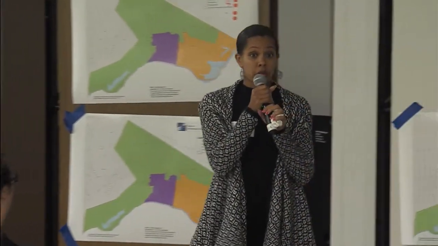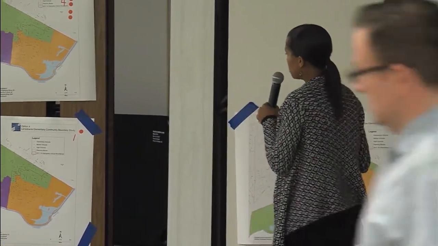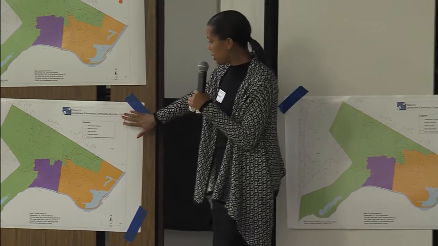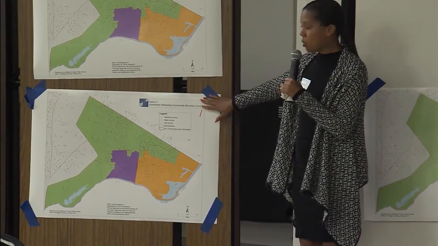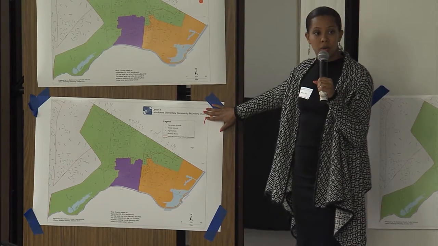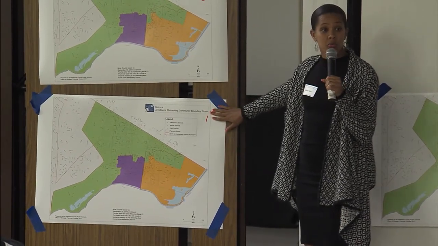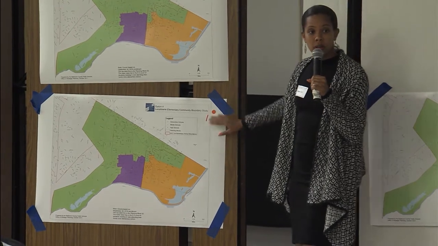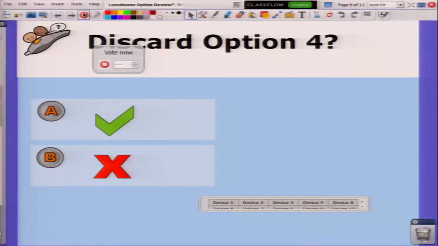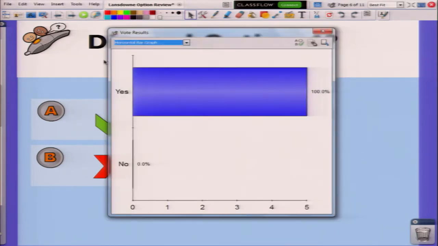Did anybody want to respond to what you heard? Okay. Typically, if an option has a lower number of votes, what we ask is if we can take this off the table. So this is option 4. We want you to cast your vote now as to whether we can take this off the table. A being yes, B being no, let's leave it in. Okay, very simple. All right, should I just take this off? You got it? Okay.